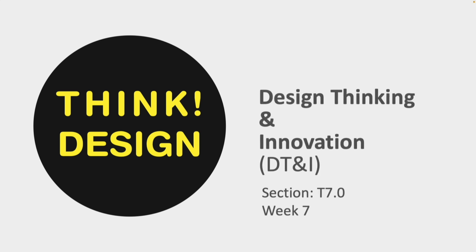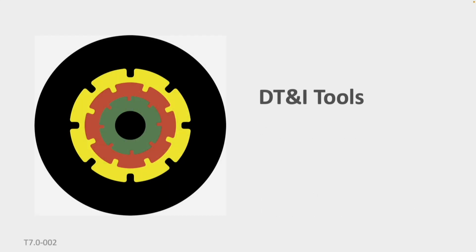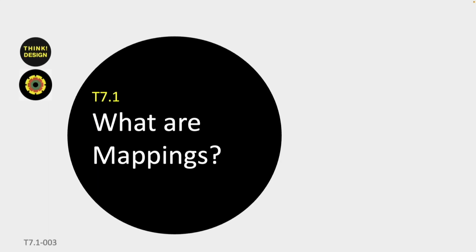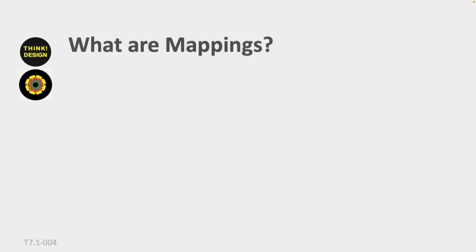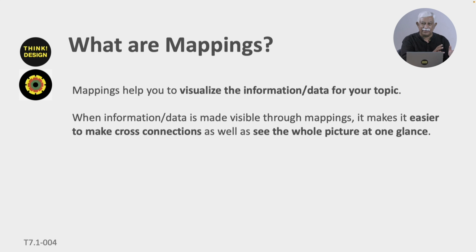So, it's section T7, week 7. We're going to be looking at artifact, activity and spatial mappings. What are mappings? Mappings basically help you to visualize the information or the data that you've collected with respect to your topic.